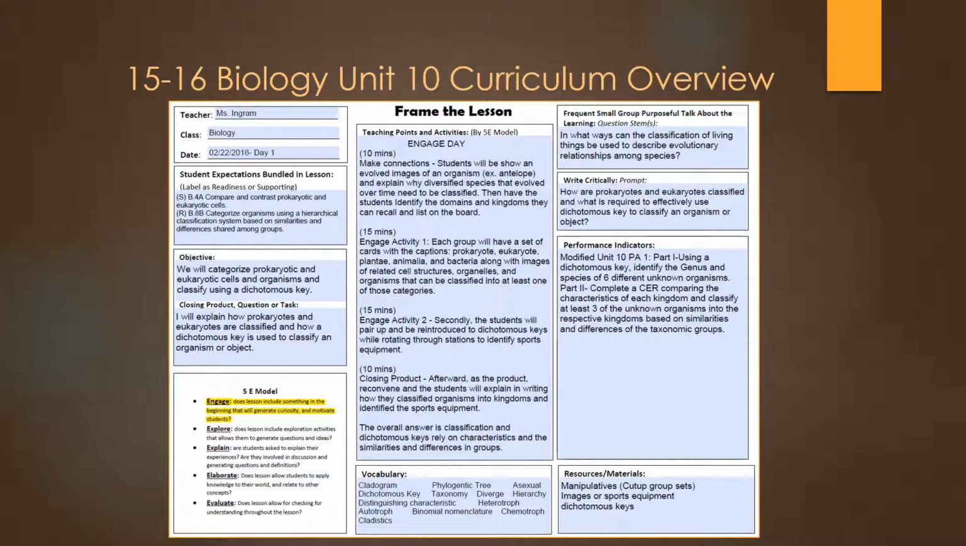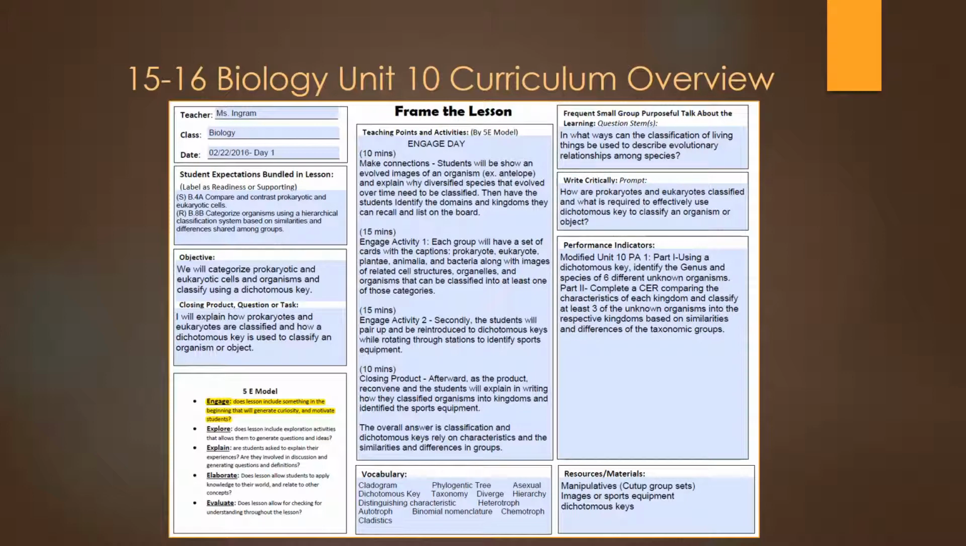What you want them to tell you is that I needed to know how to classify based off the characteristics that this cell had, this organism had, or the sports equipment. I need to know characteristics, and I need to understand the similarities and the differences between those different characteristics so I can properly categorize them where they belong. And so that's just one example.